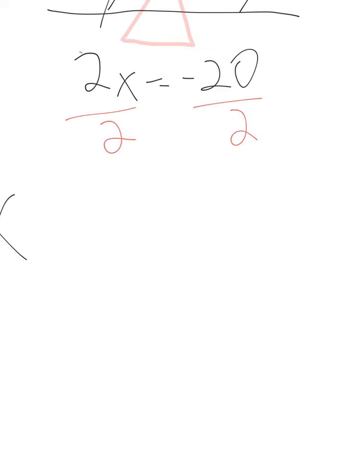And anything divided by itself cancels. It leaves you with 1. So 2 divided by 2 is 1. So I have 1x equals negative 10. All right, but you don't have to write the 1.